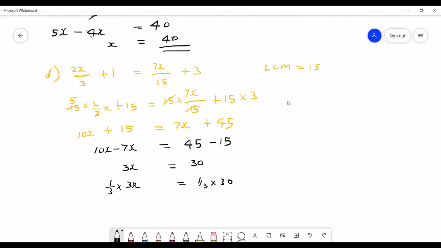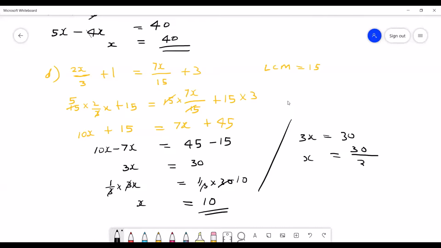So 1 by 3 and this 3 and 3 will go. So x, 3 will go here in 10 times. So x we are going to get 10. Otherwise here, instead of multiplying this 1 by 3, 3x we are having as 30. Directly take x is equal to 30. Here 3 is multiplied here. So here it will become divided. So here it will go 10 times. So you will get answer 10. So both the way you can do.